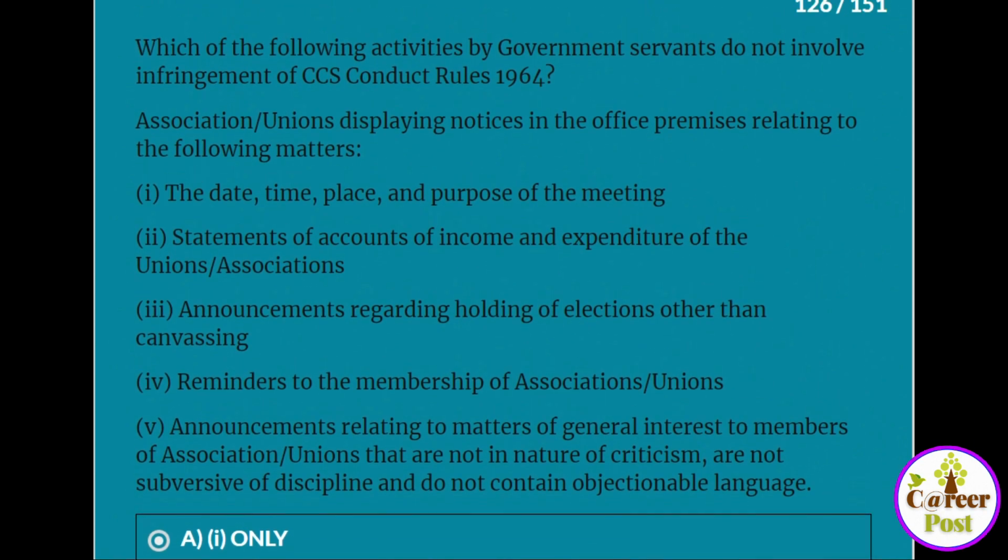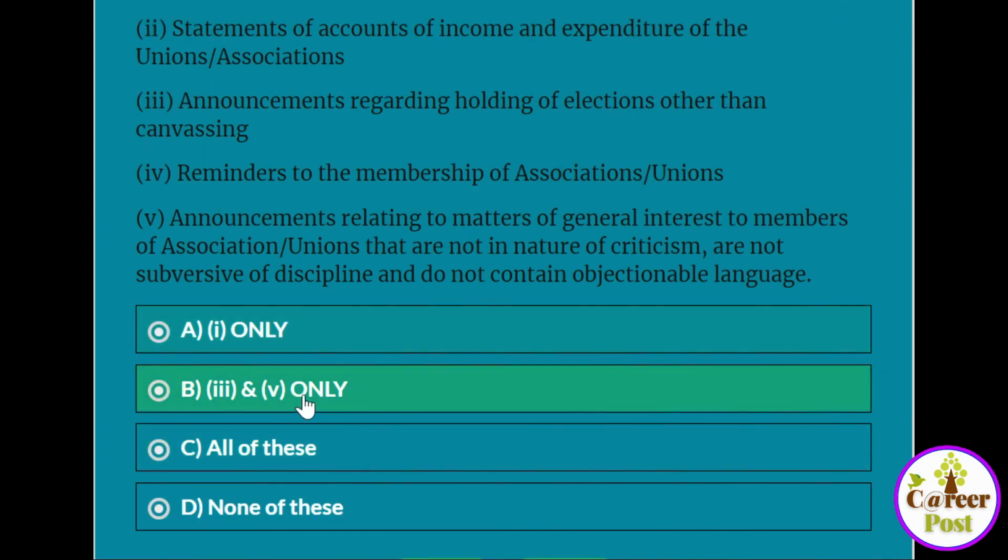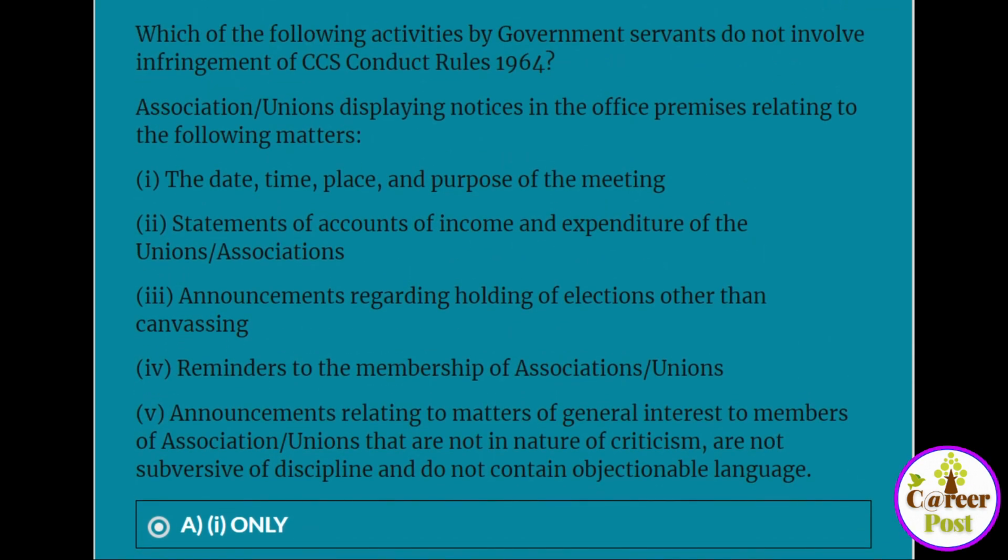Which of the following activities by government servants do not involve infringement of CCS Conduct Rules 1964? Associations and unions displaying notices in the office premises relating to the following matters: the date, time, place and purpose of meeting, statements of accounts of income and expenditure of unions and associations, announcements regarding holding of elections other than canvassing, reminders to members of associations and unions, announcements relating to matters of general interest to members that are not in the nature of criticism, are not subversive of discipline and do not contain objectionable language. The options are 1 only, 3 and 5, all of these, none of these. It is none of these. None of these is an infringement of CCS conduct rules.